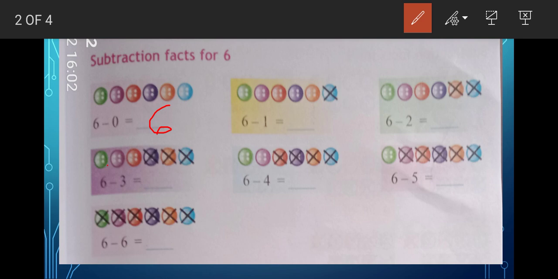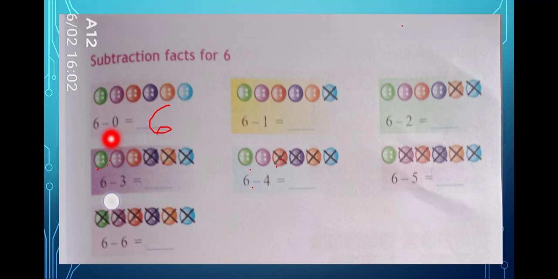When 0 is minus from 6, you get the same answer 6. Then when you minus 1, that means 1 is increased here, right? 0, then 1. Then when you minus 1, it will become how much? It will be 5, right? And when you minus 2, then it will become 1 less. When it is increasing here 1, the answer will be 1 less.